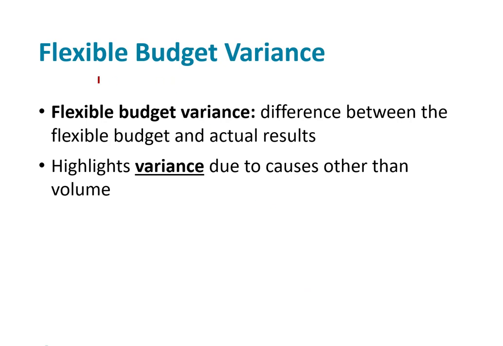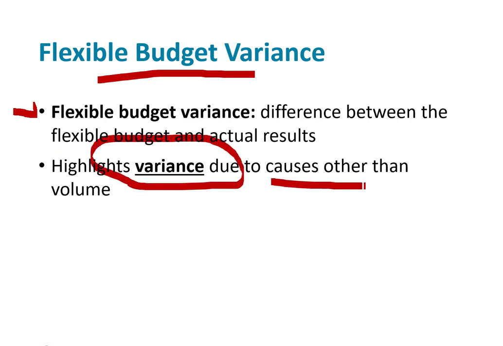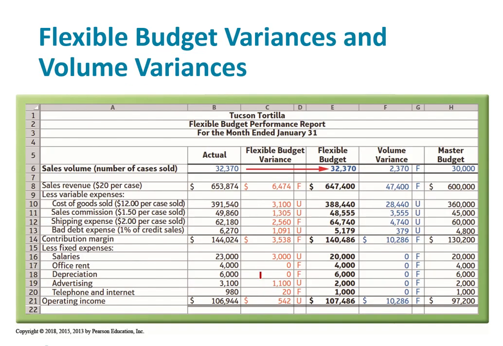Now, the flexible budget variance, which is really what we're keying on, and this is the beginning of the conversation, will highlight the variance due to causes other than volume. In other words, did we get the product at a lower price? Did we have lower selling, or did we spend more on rent or on commissions? So this is really what we're looking for, this flexible budget variance.